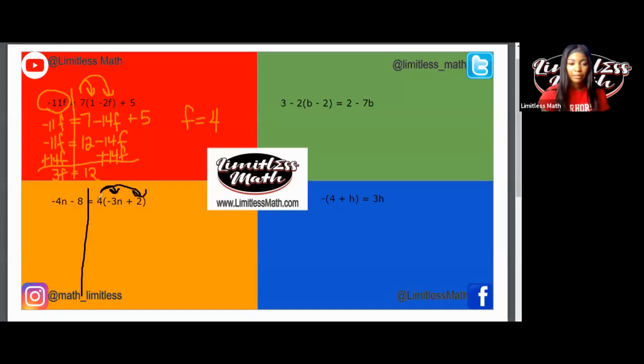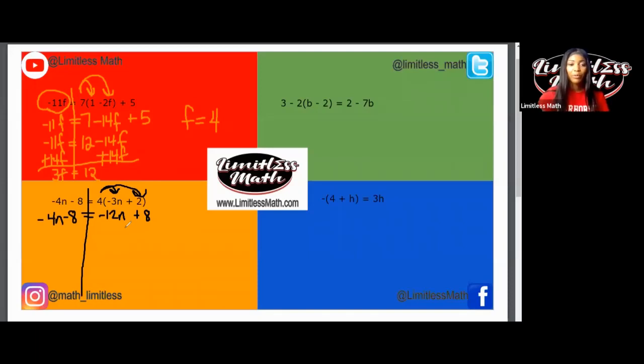So 4 times negative 3n is negative 12n, and 4 times 2 is positive 8. Remember, you got to multiply by everything in the parentheses. Bringing down the other side. Now, you can ask yourself, do you have both sides completely simplified? And we do. We can't combine 12n and 8, so we're good.